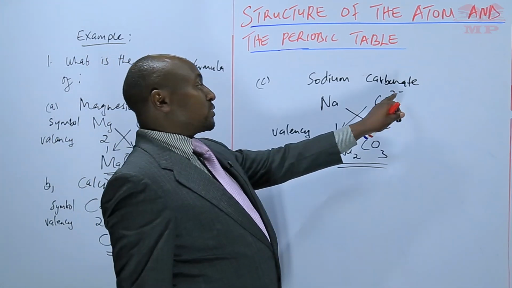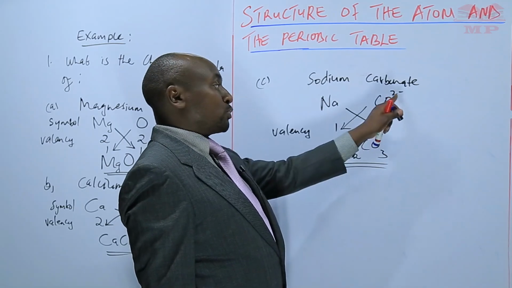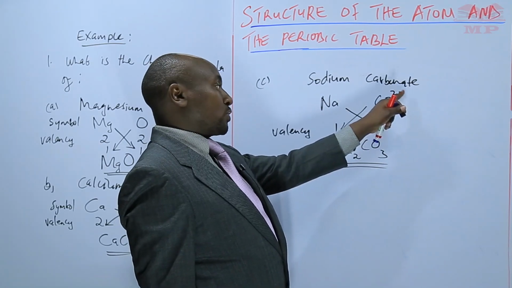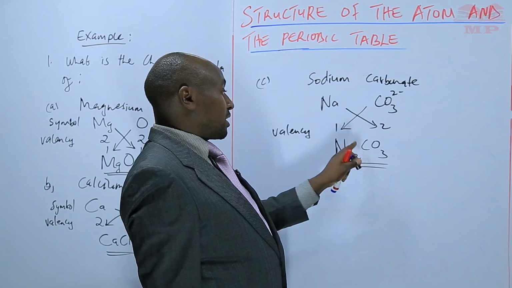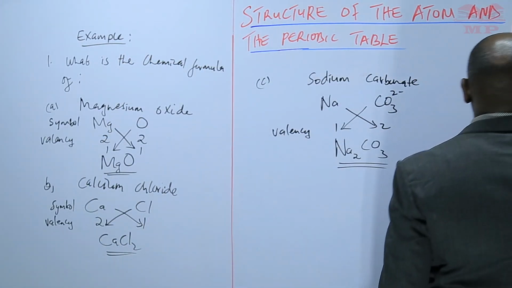So you will only use the charge to get the valency. So in the final answer, you don't put the charge. The charge has already been neutralized. So that's the formula. So we'll have an assignment on that.